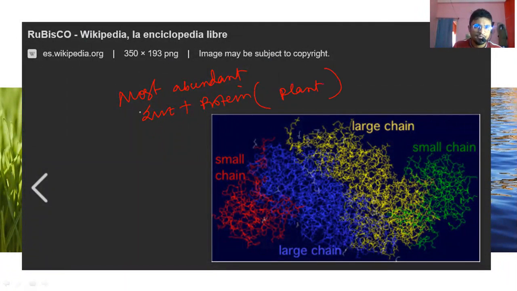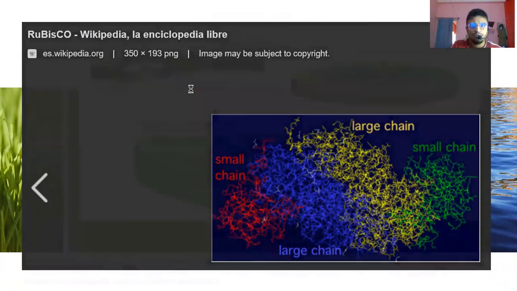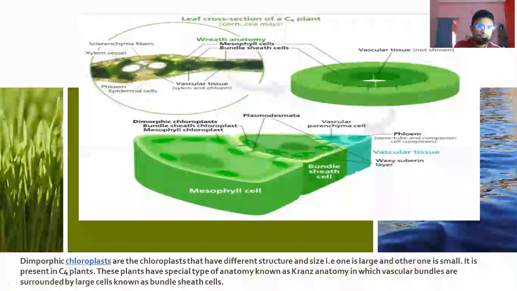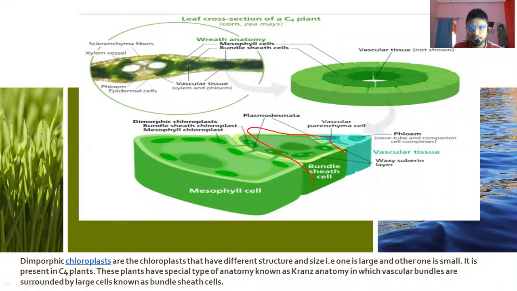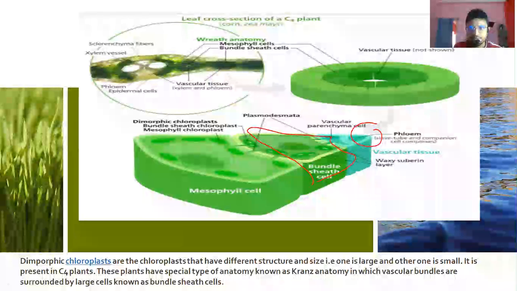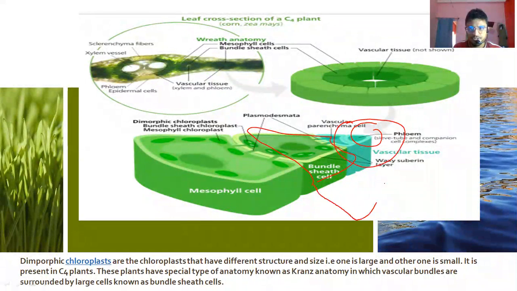In the world, it is the most abundant protein enzyme. Now let's see the dimorphic chloroplast arrangement in the C4 plant. You know, there are mesophyll cells and bundle sheath. So the bundle sheath is here. You have xylem and phloem, so vascular tissue, then bundle sheath, then that is surrounded by mesophyll cells.